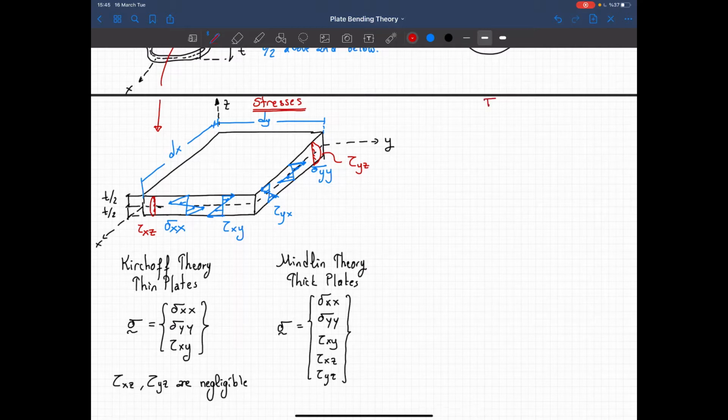And let's define the forces. So I'm just using the top view of the infinitesimal element. This distance is dx, that distance is dy, that's x direction, that's y direction.